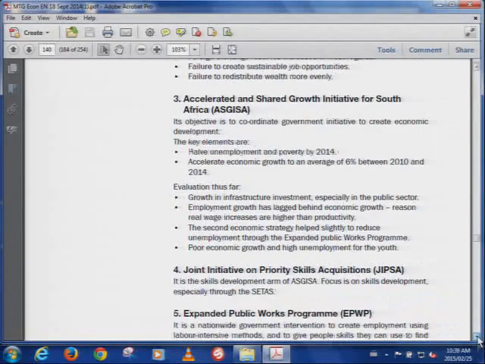Now, there was another strategy, ASGISA, the Accelerated and Shared Growth Initiative for South Africa. Remember, some of these policies were required in question 6 of paper 1 last year, November 2014. In that question, candidates were asked to discuss the national skills development. They were asked to discuss the national growth path as well as the national development plan.